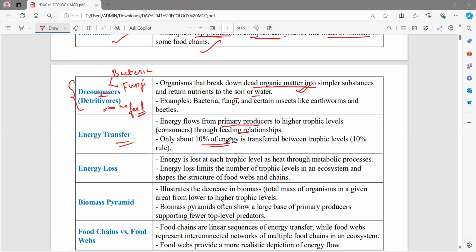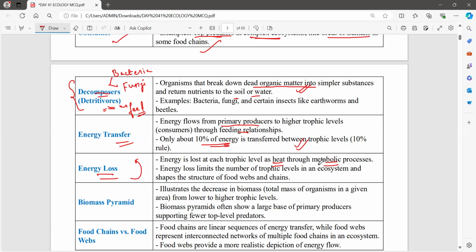Only about 10% of energy is transferred from one trophic level to another trophic level. So this is Lindeman's rule. Very good. Now, energy loss. Whenever energy is taken from one trophic level to another, definitely there will be a loss of certain energy, and that loss will be as heat, through the metabolic process.